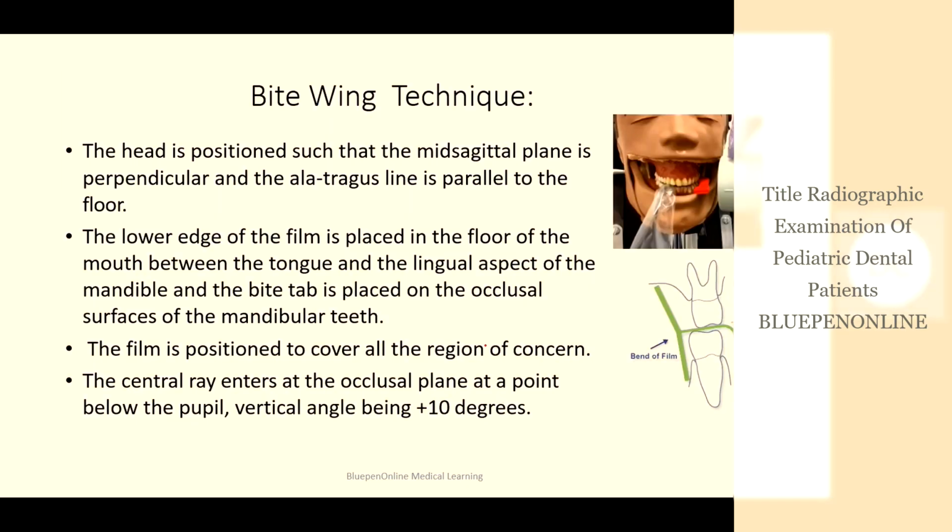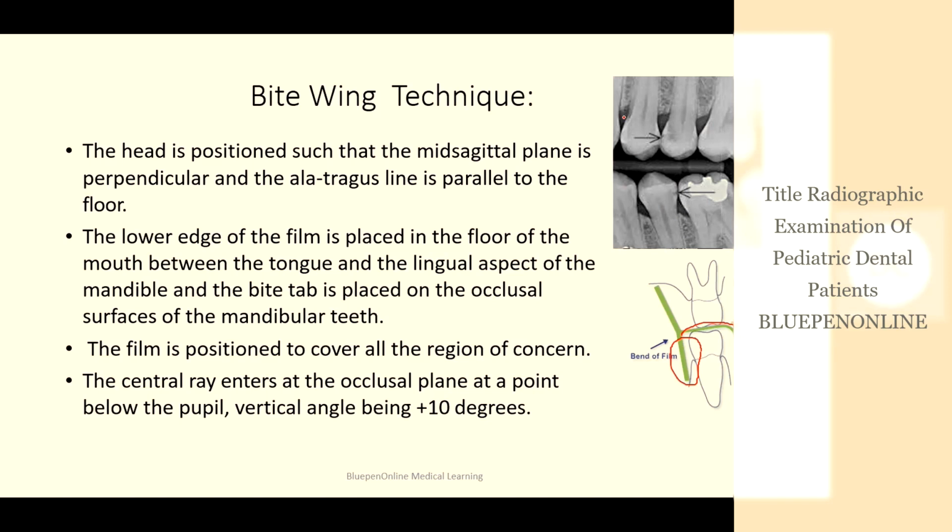The next technique is the bitewing technique. The bitewing technique is mainly for the complete visualization of proximal caries and the upper and lower teeth in a single periapical radiograph. In this case, the head will be positioned such that the mid-sagittal plane is perpendicular and the alar-tragus line is parallel to the floor. The lower edge of the film is placed in the floor of the mouth between the tongue and the lingual aspect of the mandible, and the bite tab. So this is the bite tab. It is placed on the occlusal surface of the mandibular teeth. The film will be positioned to cover all the region of concern.